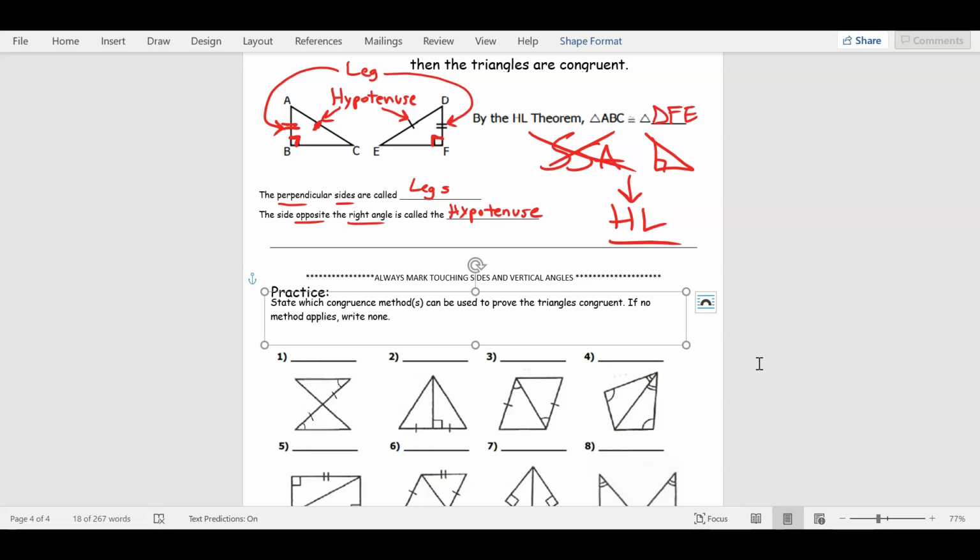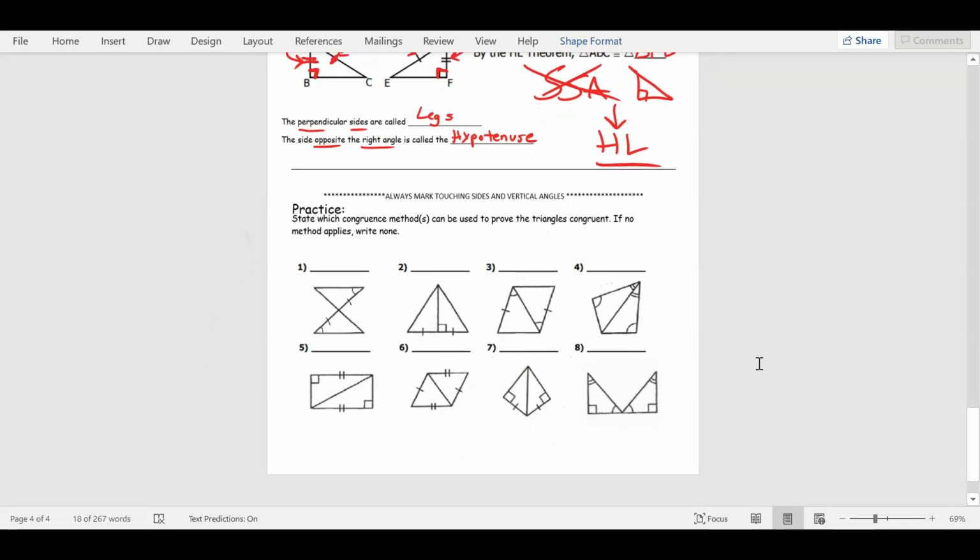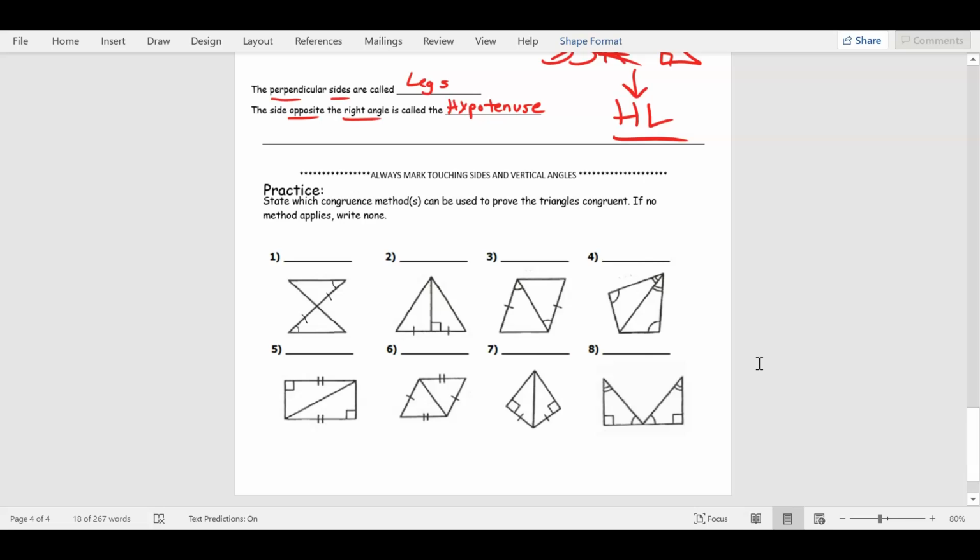And then you can tell me on the bottom, what are those classifications? Is it angle, side, angle? Side, angle, side? Angle, side, angle? Angle, angle, side? All right? Try 1 through 8. We're going to for sure go over that tomorrow because we're running out of time here. But that's it for our notes.